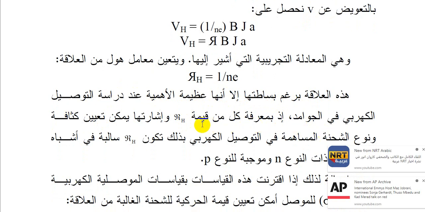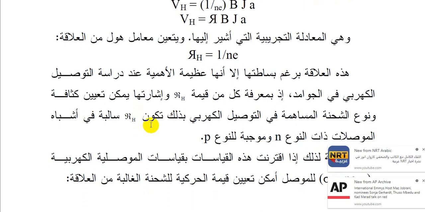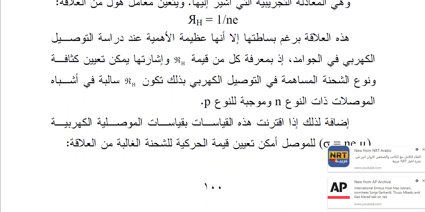So by knowing each of the RH value and its sign, we can assign the density as well as the type of the charge contributing to the electrical conductivity. Thus RH will be negative in N-type semiconductors as well as positive for the P-type semiconductors.